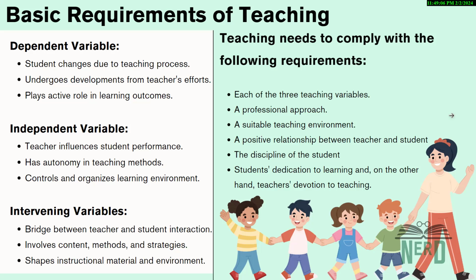So in summary, teaching is a dynamic and interactive process, much like an orchestra performance. It involves a blend of different variables, the student, the teacher, and the teaching method, all working in harmony to create a successful learning experience, just as a beautiful symphony captivates its audience. And effective teaching can leave a lasting impact on students, shaping their minds and futures. So, guys, that was all about the requirements of teaching.